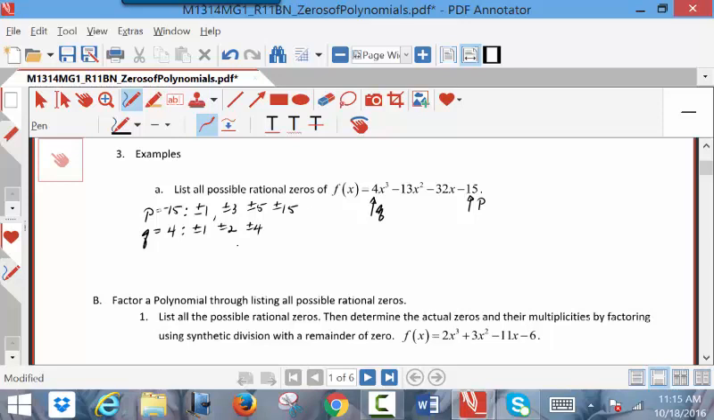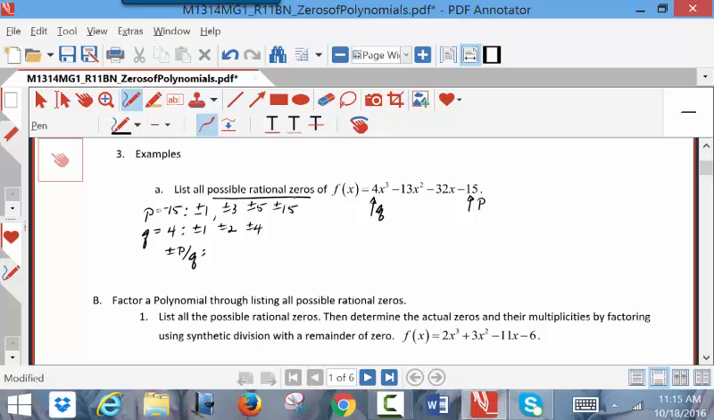So the question says, list all possible rational zeros, which means here comes a bunch of numbers that we can pick from to try to put through synthetic division until we locate one that will give me a remainder of 0. So I'm supposed to come up with the p's over the q's, which are my possible rational zeros. In other words, in this list, there's bound to be a number that would work through synthetic division with a remainder of 0. So I take the p's over the q's.